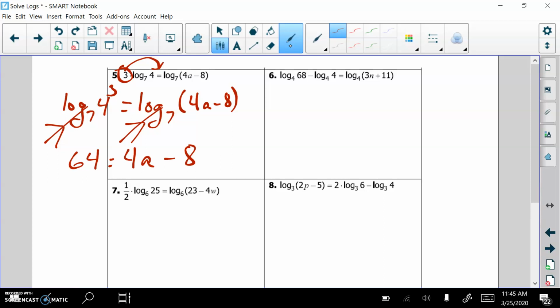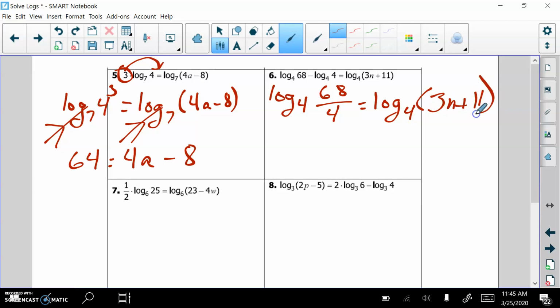Condensing logarithms. Again, we have a minus sign. Subtraction means division when you condense. So we have log base 4 of 68 over 4 is equal to log base 4 of 3n plus 11. Sorry, I'm taking up so much space. It's hard to write with a stylus. Exponentiate, exponentiate. 4 into 68 goes 17 times, so 17 equals 3n plus 11.